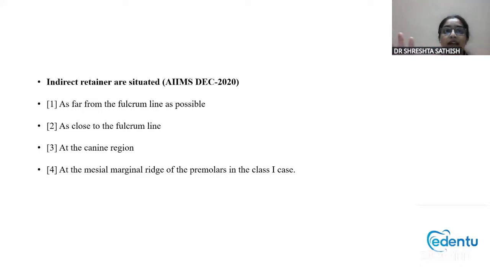Where is an indirect retainer situated? In this case, you can always mention it as far from the fulcrum line as possible, because you don't know which situation it is. Is it a class 1, class 2, class 3, or class 4? You don't know that. So it is as far from the fulcrum line as possible. Okay.